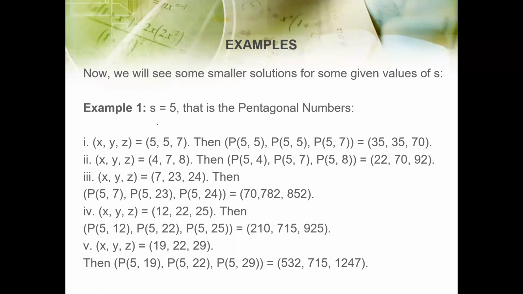In example 1, we have taken s equal to 5. That is a pentagonal number. These are some pentagonal number triples, 35, 35, 70. Actually, the triples are that, and similarly, there are some other triples, and the corresponding pentagonal numbers for those triples.